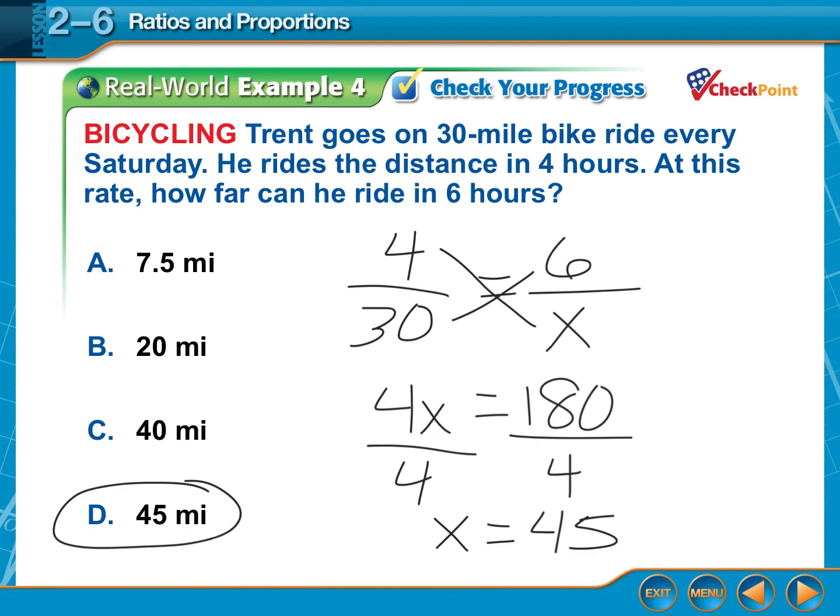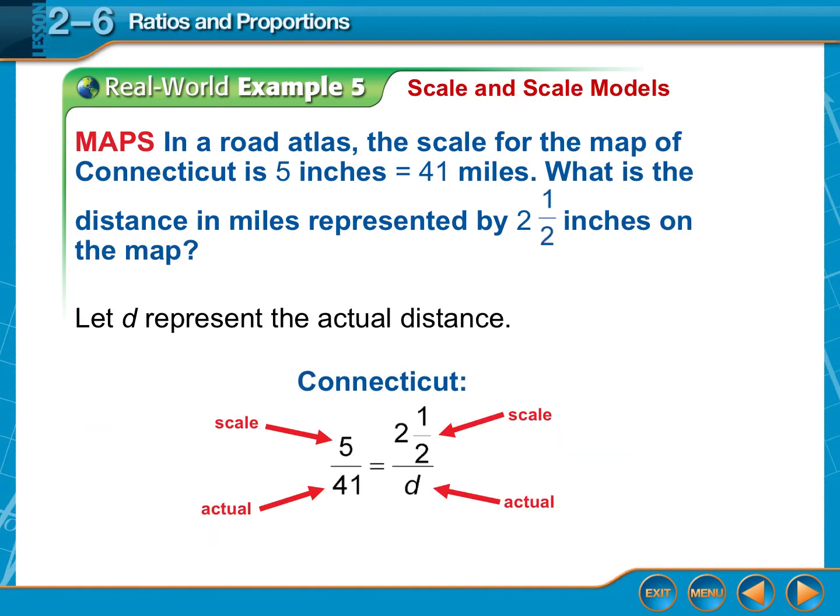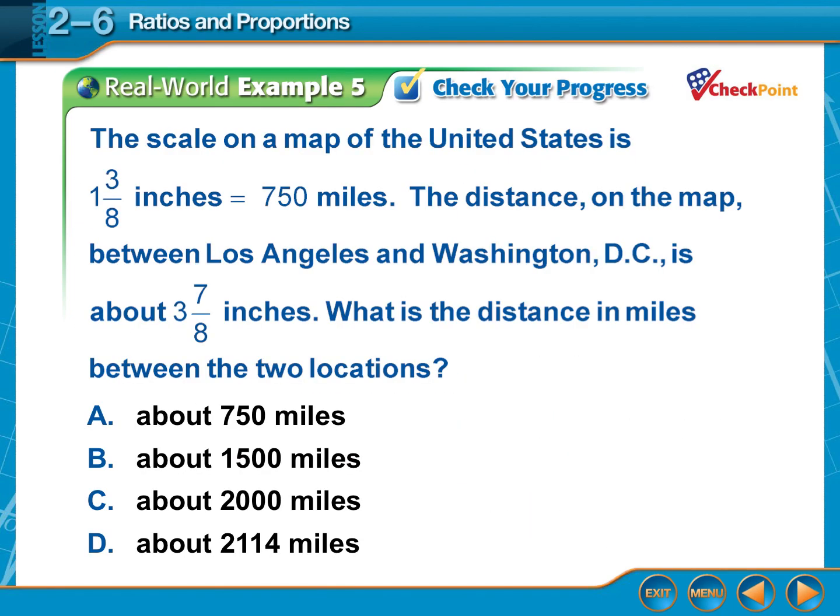So when writing proportions, what do you have to be careful of? What do you have to make sure you do? Put the hours together. Put the same labels either on the top or on the bottom. It doesn't matter where you put them. Just make sure they match across the board.